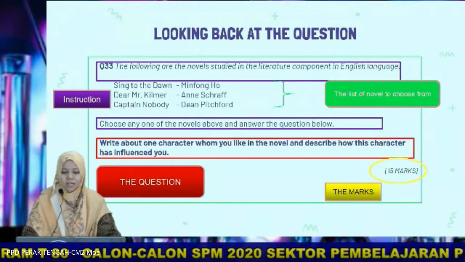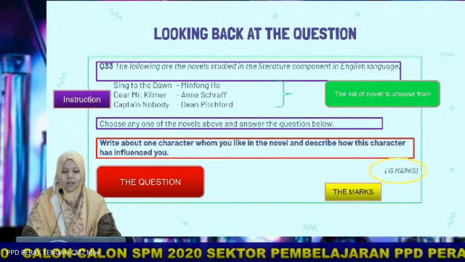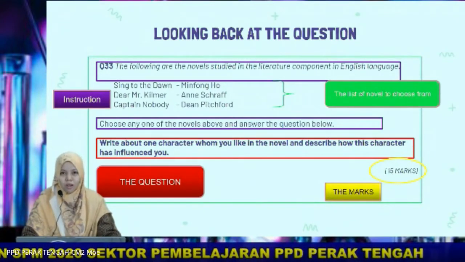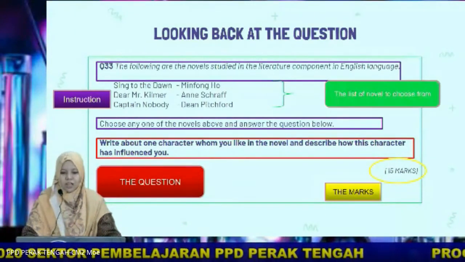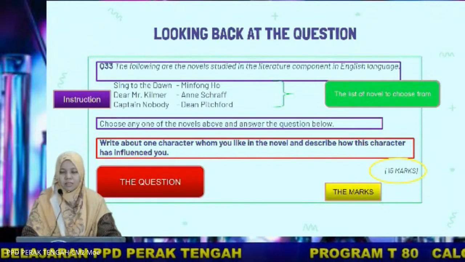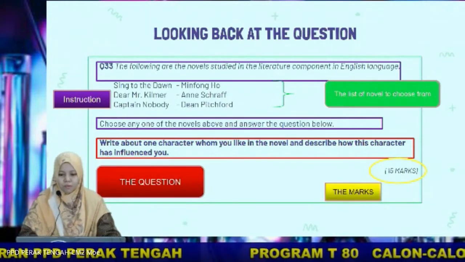Okay, as you can see, there are a few layers in the question, just like you have in your paper 1 questions. And then there's the mark written down there. The marks is 15 marks.